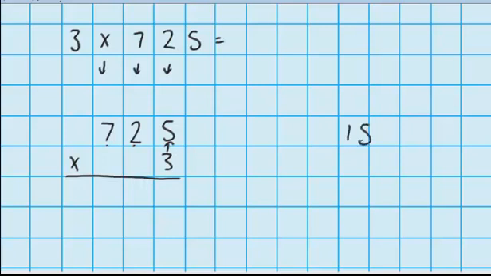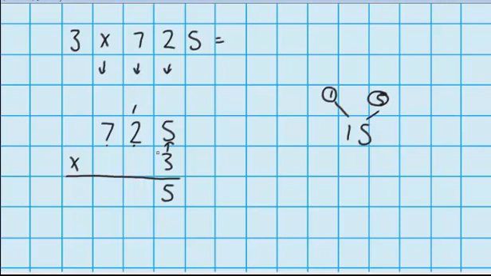But I can't fit 15 in one column because the biggest number I can fit in any column is a 9. So what I'm going to have to do is split this 15 up into some 1s and 10s. Well, I'm going to split 15 up so it's got the 5 ones and the 1 10. So I'm going to put these 5 ones in the 1s column, and I'm going to carry this 10 over to the 10s column.